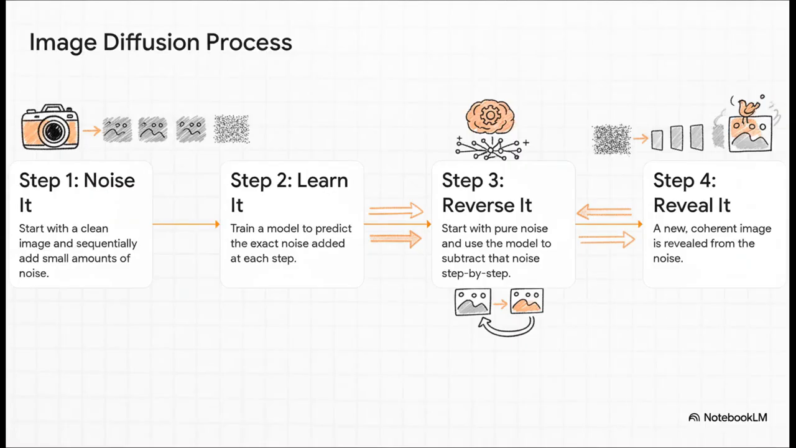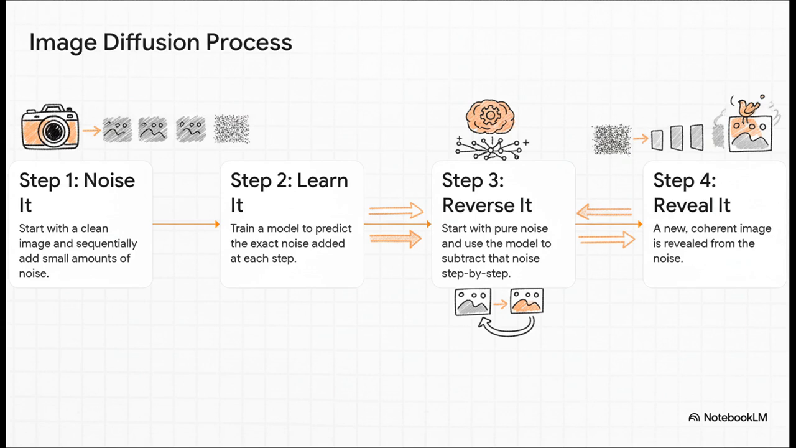Okay, so how does this actually work with pictures? Well, think of it like a two-step dance. First, you have to teach the AI. You do this by taking a perfect image and just wrecking it. You slowly add noise, kind of like TV static, until it's totally unrecognizable. The AI's job is to watch you do this and memorize exactly how you destroyed the image, step by step.